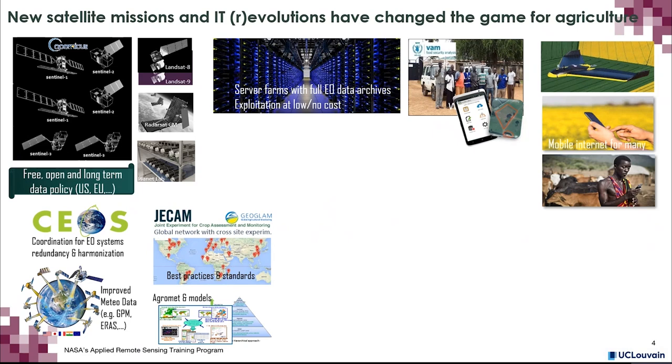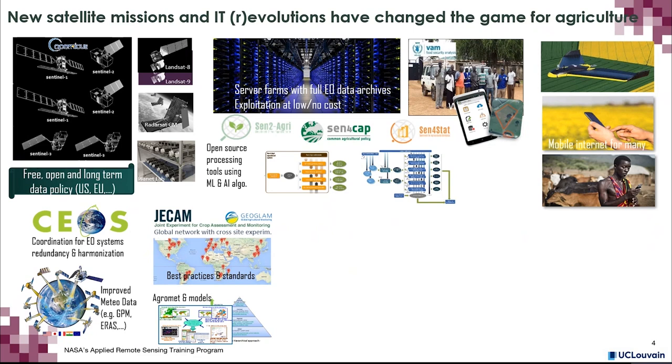A fourth reason is the better organization of the international community, for instance, through the CEOS, through the GEO-CAM network, which allow, in the context of GEOGLAM, to develop joint experiments for crop assessment across different sites in the world, or similarly, the ACMIP community allowing to share experience around agromet models. A fifth reason is the development of a set of open source toolboxes very much dedicated to agriculture applications, which make use of the big data available today. These open source applications allow us to address the challenge of big data.